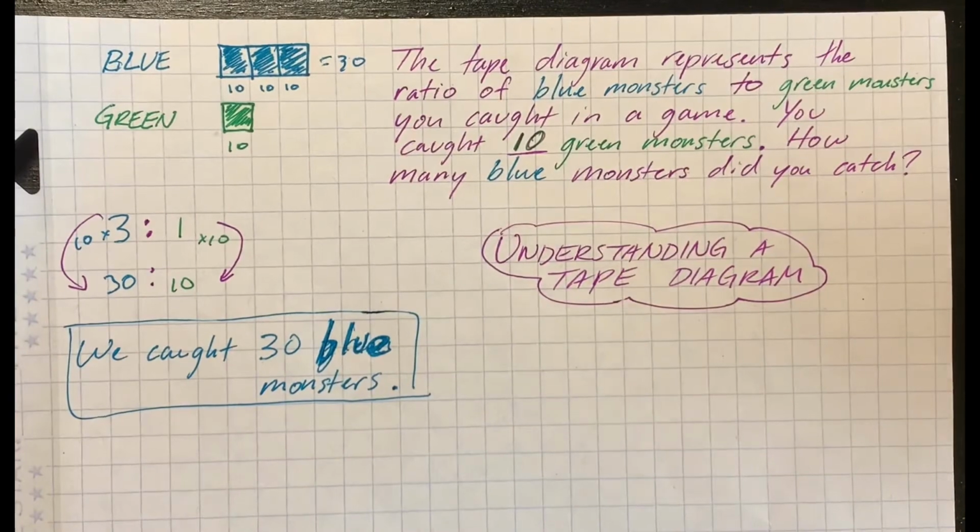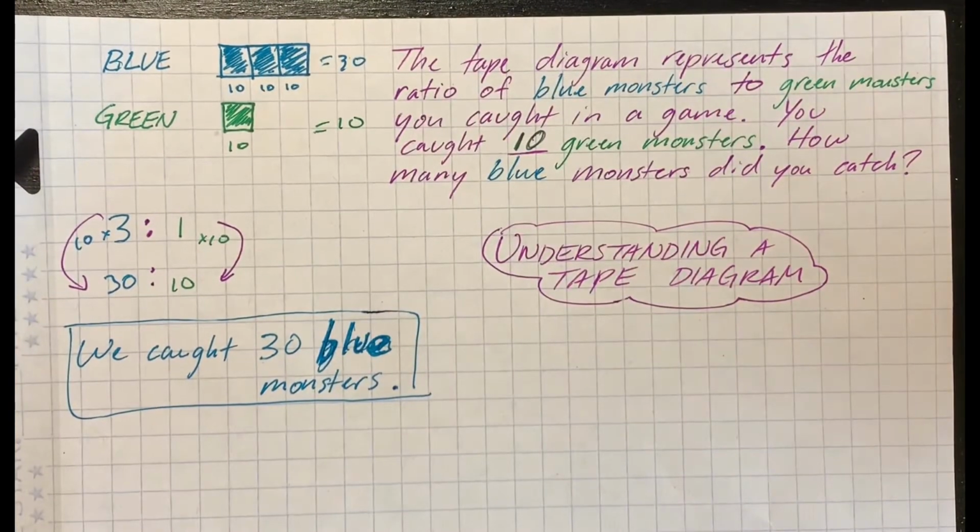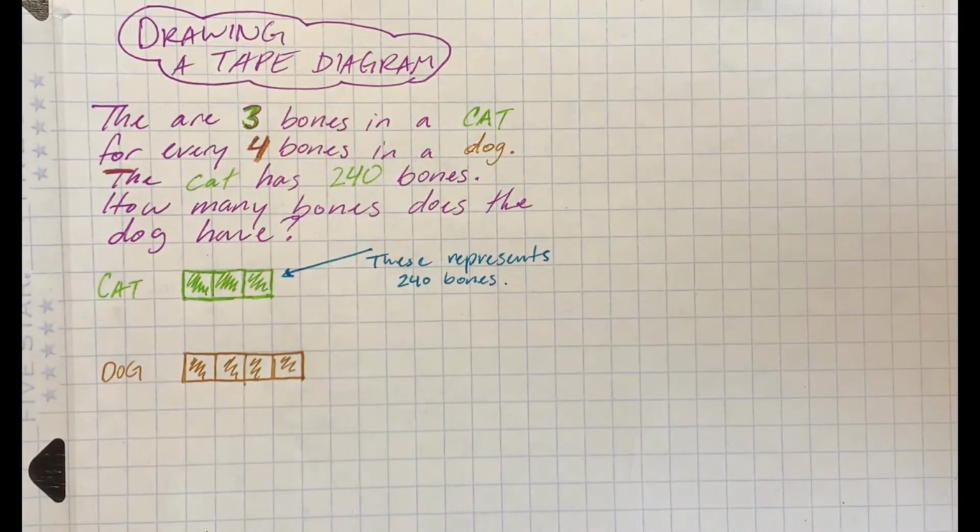And of course 10 plus nothing is just going to be 10. So we still have the same numbers there. All right, again, we're still using ratios, but tape diagrams give us a visual picture of these ratios. All right, for this next one, we're going to show you guys how to draw a tape diagram.